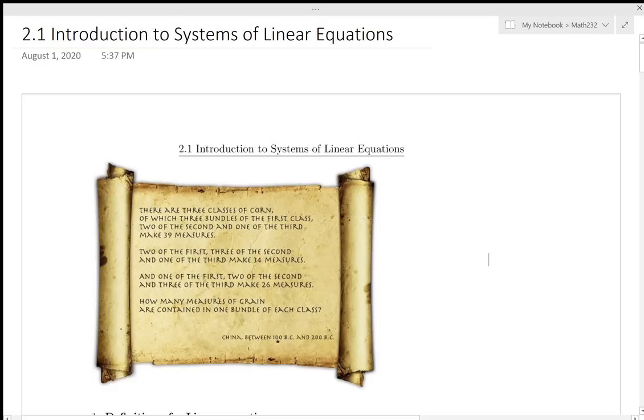So there's a very old linear algebra problem here. 3 classes of corn, and then if you take 3 bundles of the first class and 2 bundles of the second class and 1 bundle of the third, you get 39 measures. And if you take 2 of the first, 3 of the second, and 1 of the third, you get 34 measures. And 1 of the first, 2 of the second, and 3 of the third to get 26 measures. And then it asks how many measures of grain are contained in 1 bundle of each class. So this is the type of systems of linear equations we're going to be seeing how to solve. And this is an example from really a long time ago, China, 100 BC roughly.